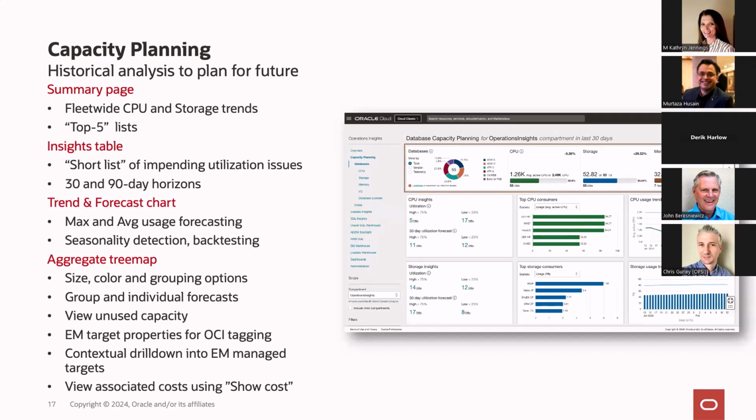So over here, if you see on the right-hand side, we can look at some of the sections, the key sections.